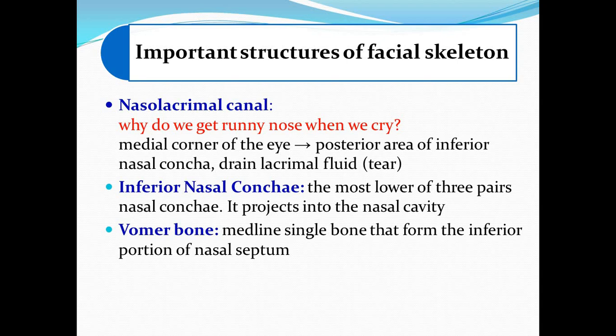Another structure to talk about is the inferior nasal concha. The inferior nasal concha is one of three pairs of nasal conchae. It's the most lower one and the most prominent one. It projects into the nasal cavity. So when we examine the nose, we can see this projection within the nasal cavity. Another structure is the vomer bone. The vomer bone is a single midline bone. It forms the inferior portion of the nasal septum.